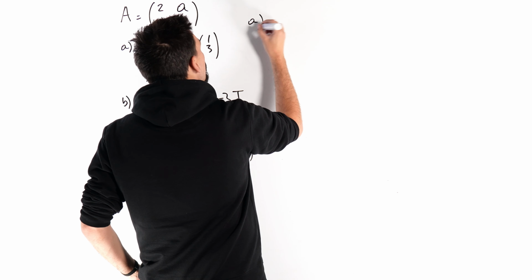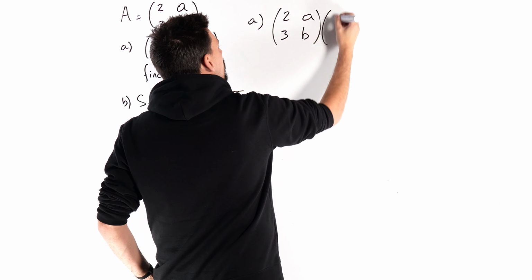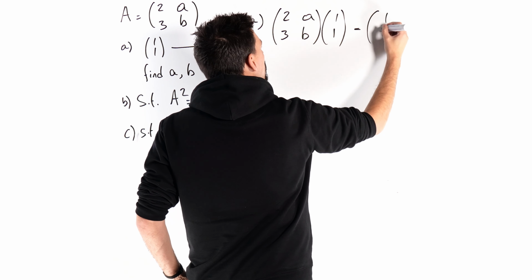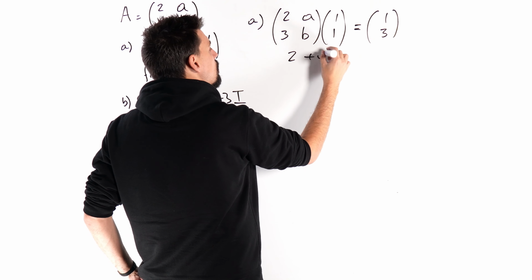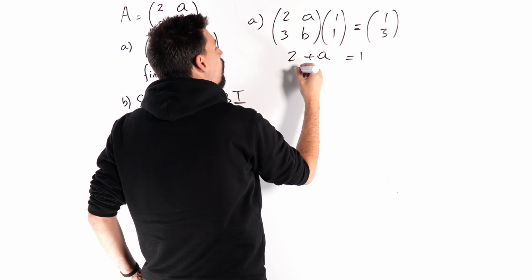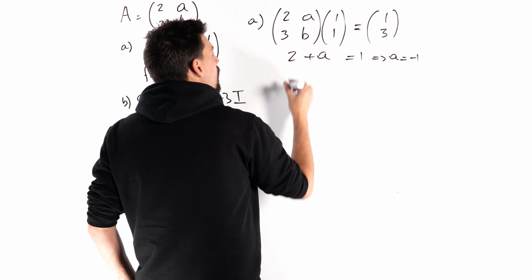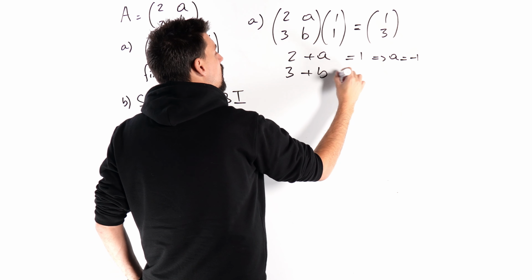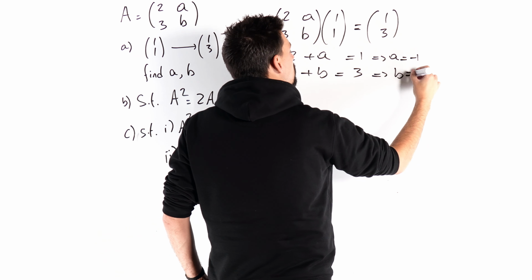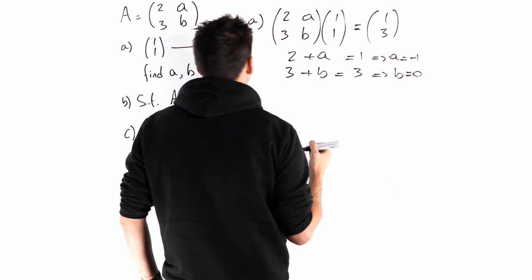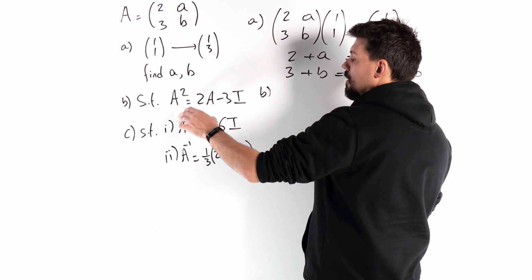So number one, what we know is that 2, a, 3, b times 1, 1 is going to give me 1, 3. So if we multiply that, 2 plus a is equal to 1. Oh, well, that's boring. a is minus 1. And 3 plus b is equal to 3. Well, okay, b is 0. All right, fine.